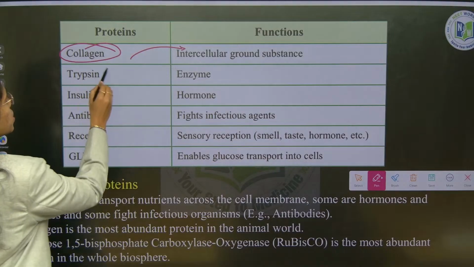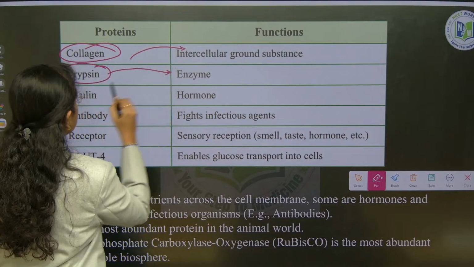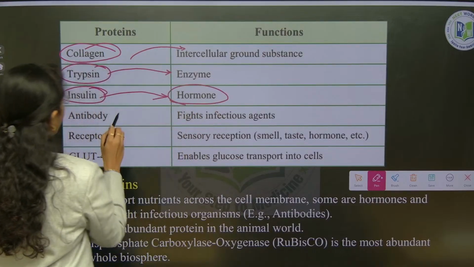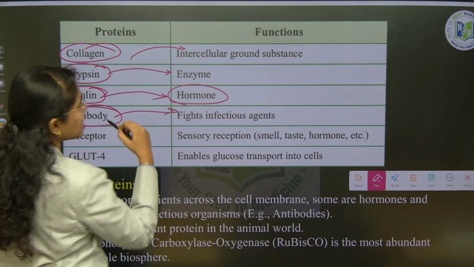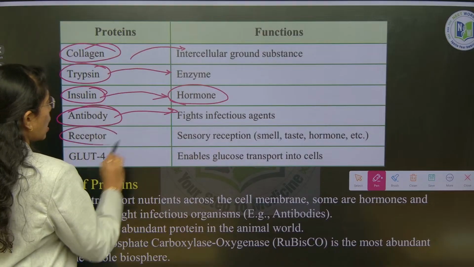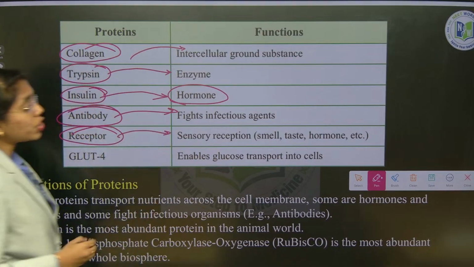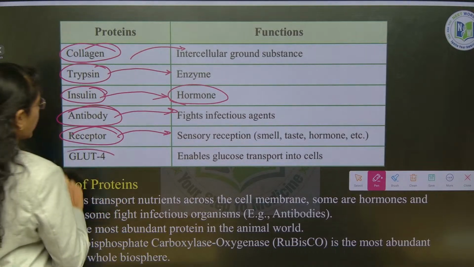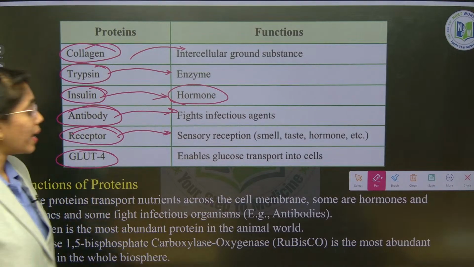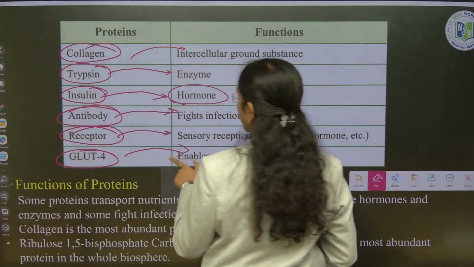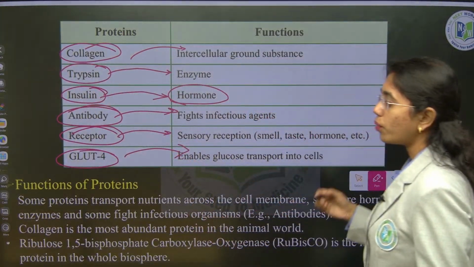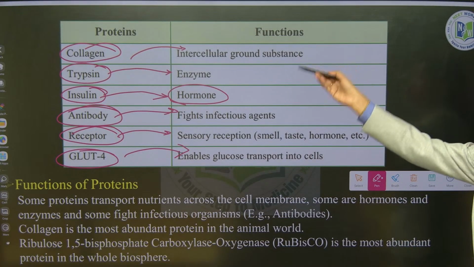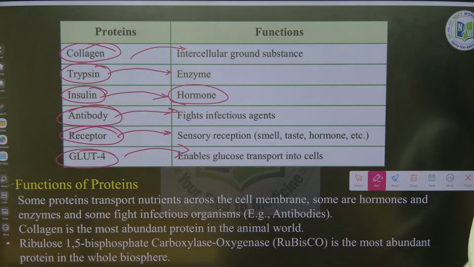Next is trypsin. Trypsin is again an enzyme. Insulin. Insulin is working as what? Hormone. Antibodies fight against infectious agents. Receptors are involved in sensory reception like smell, taste and hormones. Next, GLUT4. This will enable glucose transport into the cells. GLUT4 will enable what? Glucose transport into the cells. As such, we have different types of proteins and their functions.